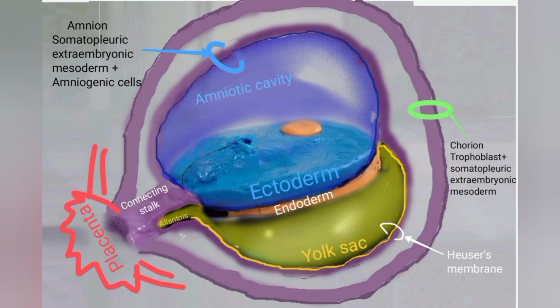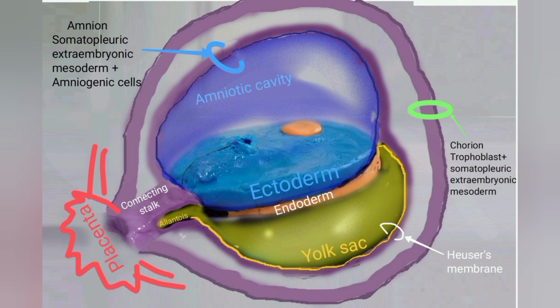Now here I have shown all the complete details. The blue layer is called the ectodermal layer, which forms the floor of the amniotic cavity. The orange layer is the endodermal layer, which forms the roof of the yolk sac. I have also shown the amnion and the chorion, the connecting stalk, the allantois, and where the placenta is going to get formed.